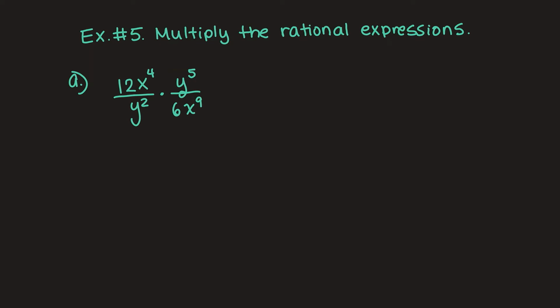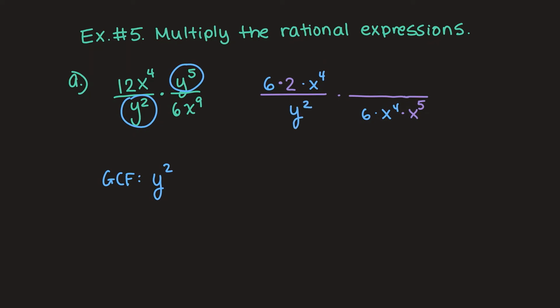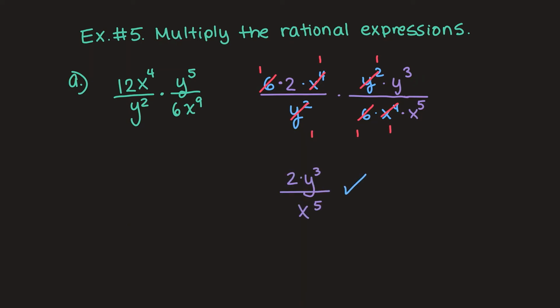So first, let's simplify. 12 and 6 have a GCF of 6, so we can rewrite 12 as 6 times 2. And then x to the 4th and x to the 9 have a GCF of x to the 4th, so we can rewrite x to the 9 as x to the 4th times x to the 5th. And then y to the 5th and y squared have a GCF of y squared, so we can rewrite this as y squared times y to the 3rd. And now we can divide out the common factors. Then multiplying across, this reduces to 2 times y cubed over x to the 5th. If we wanted to, we could have also just simplified from the beginning in the following way, since these terms are already written as factors.